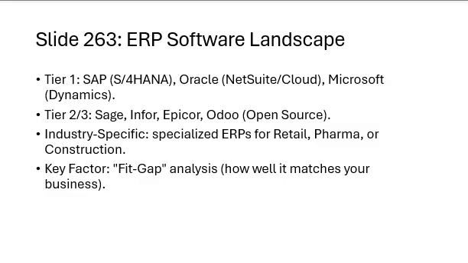ERP software landscape. Okay, so we have a few tiers. Tier number 1, we have SAP S4HANA, Oracle, and Microsoft Dynamics. Okay, these are the top software applications in ERP. And then we have tiers 2 and 3, including Sage, Infor, Epicor, Odoo, and many more. Basically, the industry-specific ERP will serve retail, pharmacy, and the construction industry. Okay, fit-gap analysis checks how well it matches the business needs. So the ERP landscape offers a variety for organizations worldwide.